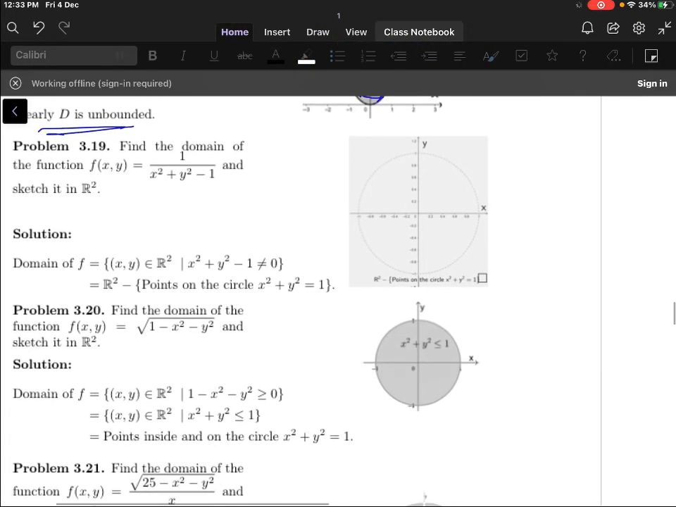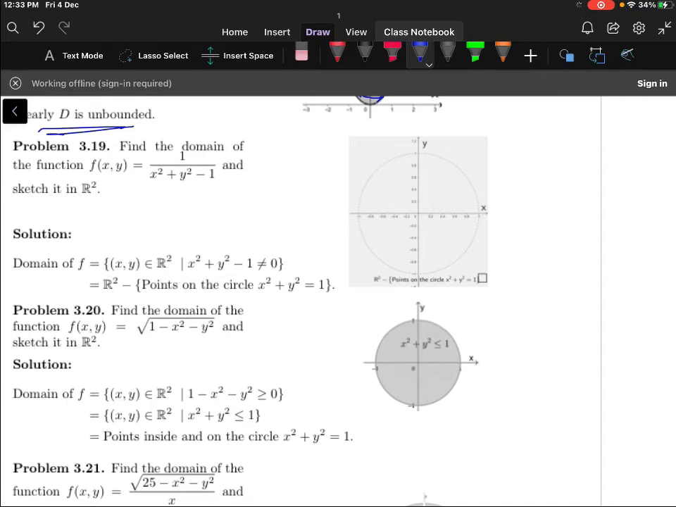Now let us take the next example. Find the domain of the function f(x, y) equal to 1 by x squared plus y squared minus 1, and sketch it in R2. The domain of f is the set of R2 elements such that x squared plus y squared minus 1 is not equal to 0. If it is 0, f of x goes to infinity, which is not defined. So we take the domain of the function f as R2 minus the points on the circle.